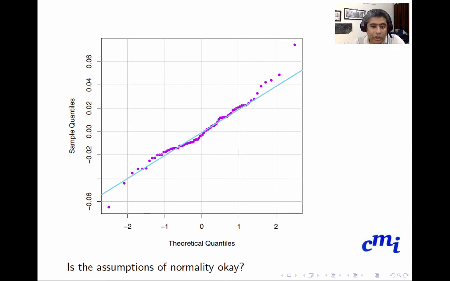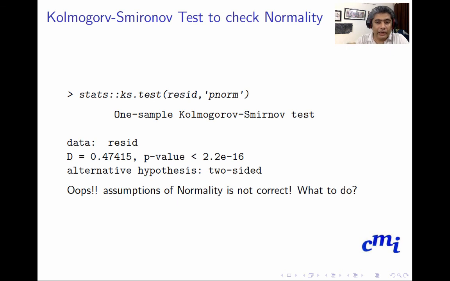Then I did a QQ plot to check the normality. What we are seeing is that definitely these values are far from the QQ line, and these two values are also far from the QQ line. This is something we have to be a bit careful about. So I have done the Kolmogorov-Smirnov test to check normality, and clearly the p-value is very small. We say that the assumption of normality is perhaps not correct. So what do we do?